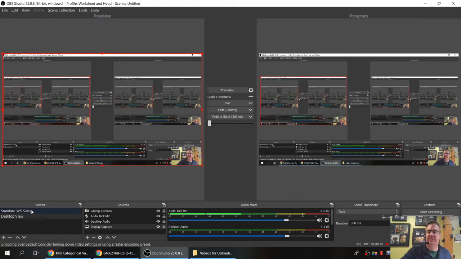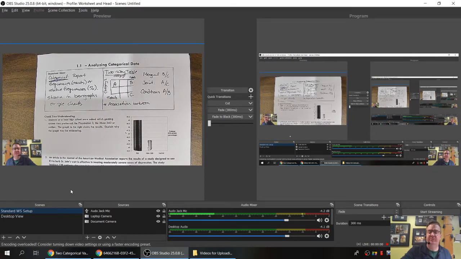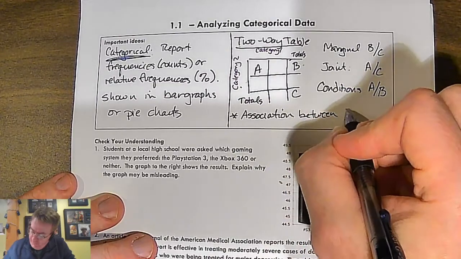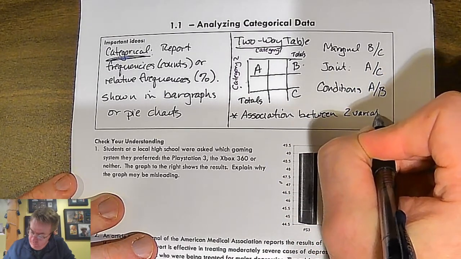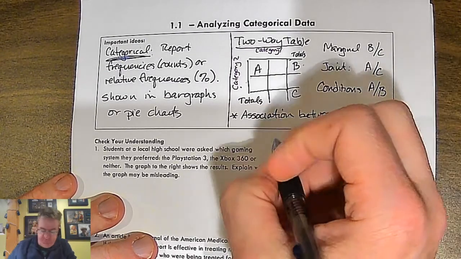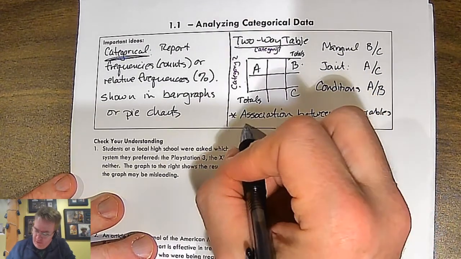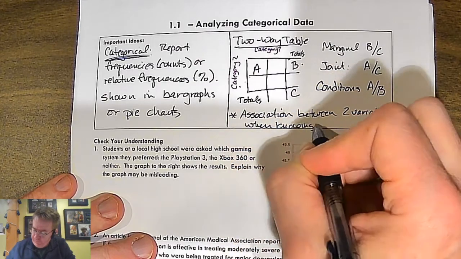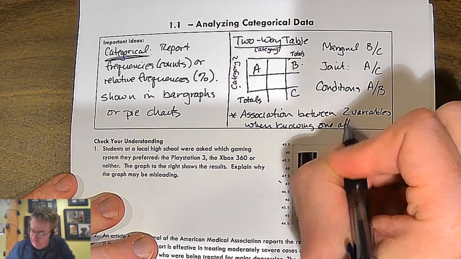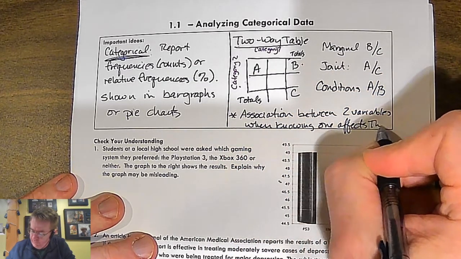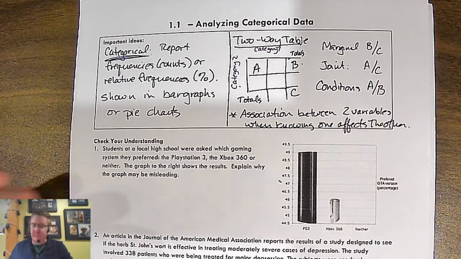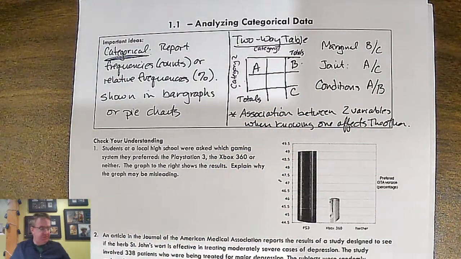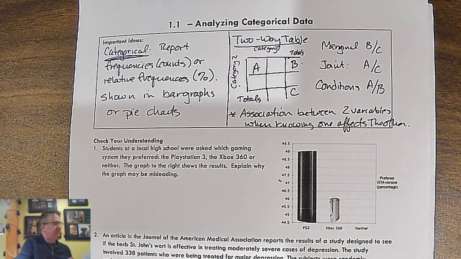Oh my gosh, why is that not setting it up? I am just an awful video teacher. So association between 2 variables is when knowing one affects the other. Yay!